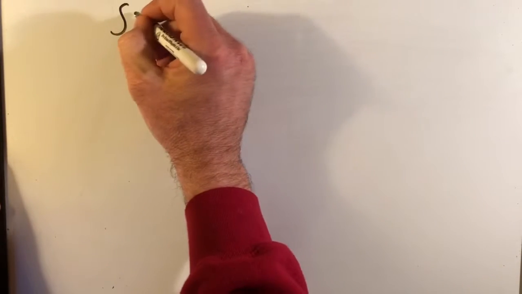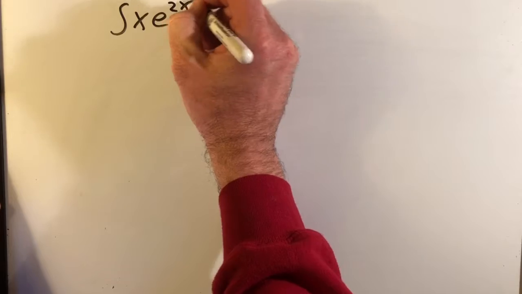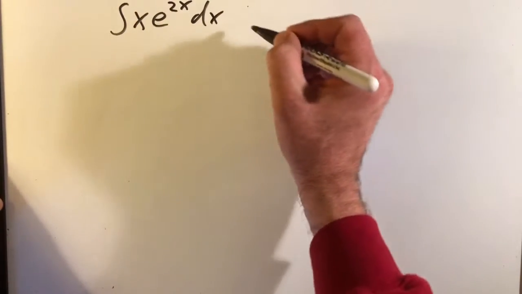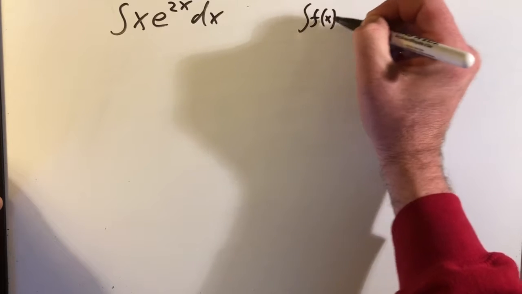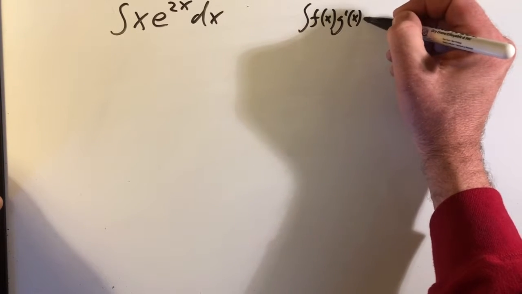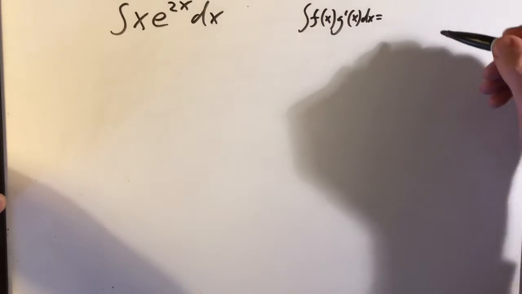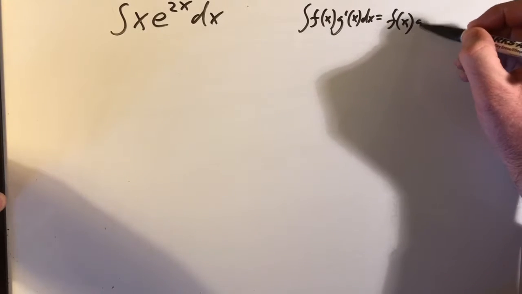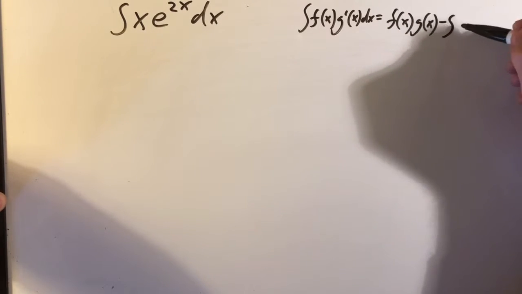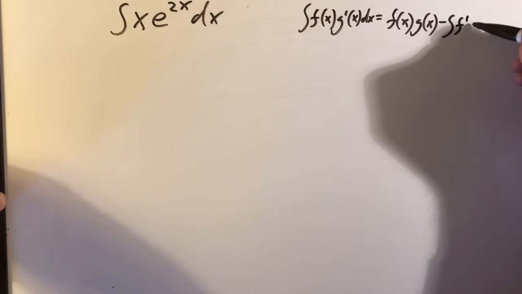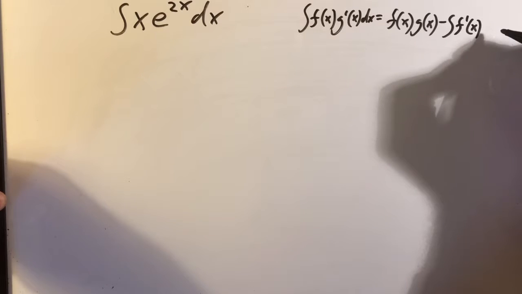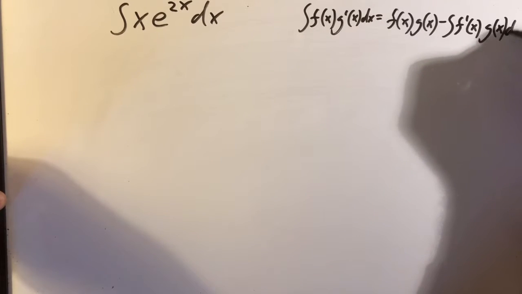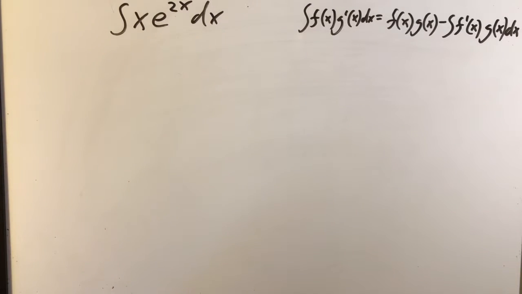Okay, so the problem I want to solve is the integral of x e to the 2x dx. And if you remember the integration by parts formula, you're going to have the integral of f of x g prime of x dx equals f of x g of x minus the integral of f prime of x times g of x dx. Okay, so with that, I'll keep that up in the upper right hand corner.